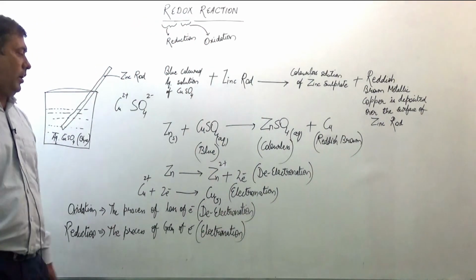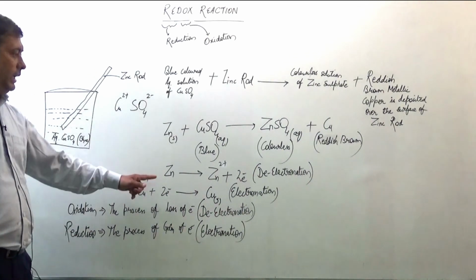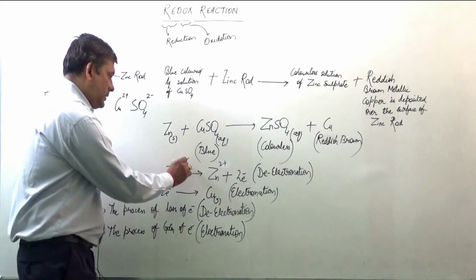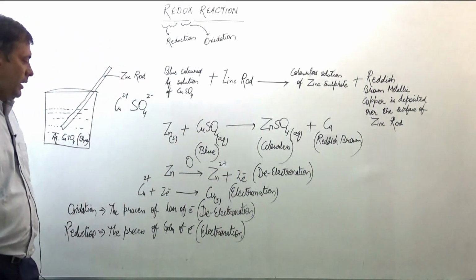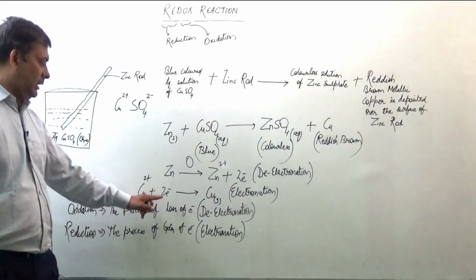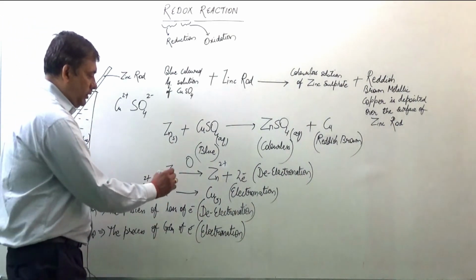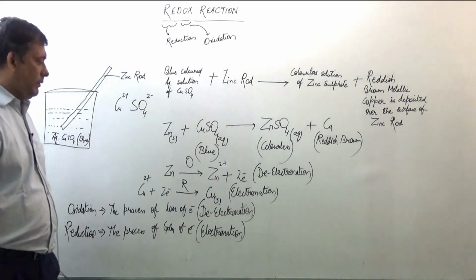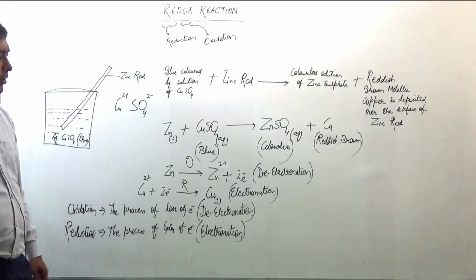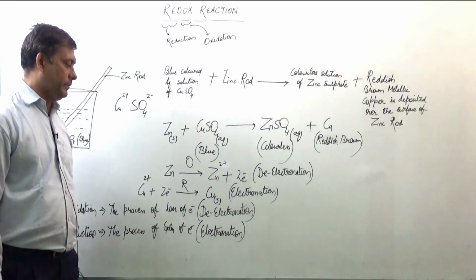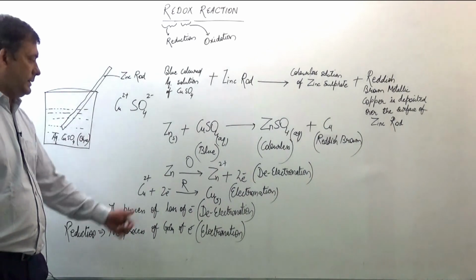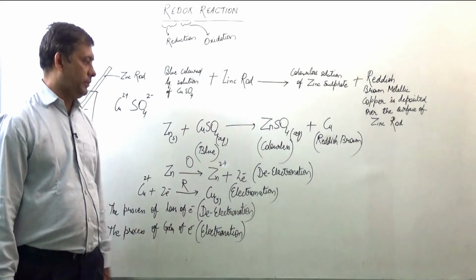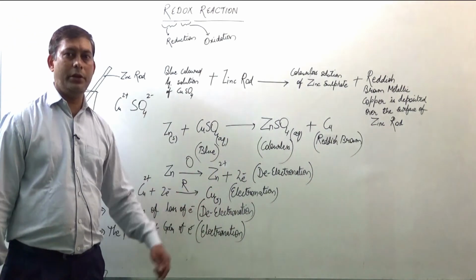So in this reaction, we observe that zinc is losing 2 electrons, undergoing the process of oxidation. And copper is accepting the electrons, gaining the electrons. Hence we call this process the reduction process. So copper ion is converted into solid copper by the process of reduction, and zinc is converted into zinc ion by the process of oxidation, by the process of de-electronation.